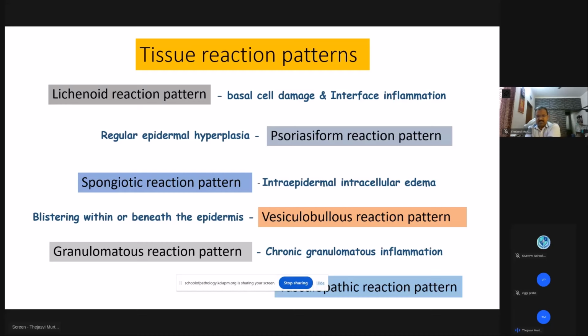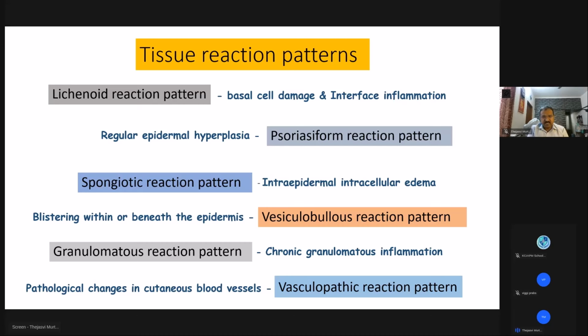Then we finally have the vasculopathic reaction pattern, with pathological changes in cutaneous blood vessels. Whenever we see any changes around the blood vessels, or any pathological changes, we see these in the vasculopathic reaction pattern. So we now have patterns of inflammation and tissue reaction patterns, two things which we have to look at, and the tissue reaction patterns are labeled based on a group of diseases that you should remember, based on these changes of the skin.